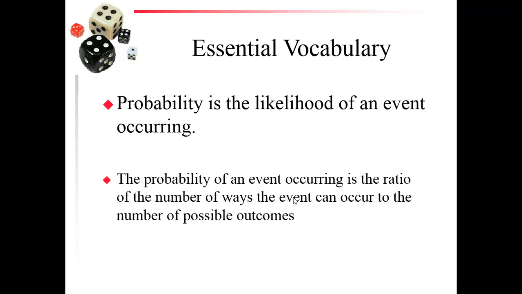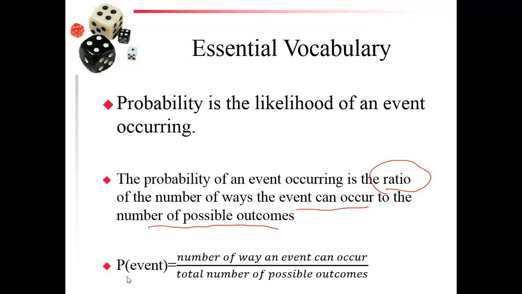The probability of an event occurring is the ratio of the number of ways an event can occur to the number of possible outcomes. So we can use a probability equation. The probability of an event occurring is the number of ways the event can occur over the total number of possible outcomes. One way to write that ratio is as a fraction. That's the most often used way for probability. And since it's a fraction, you may also see probability expressed in other ways, because fractions can be converted to decimals and percents. We're always going to start out with a fraction.